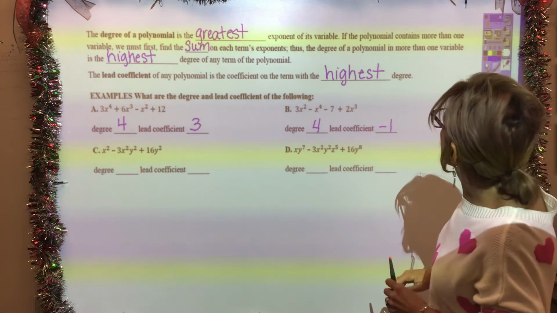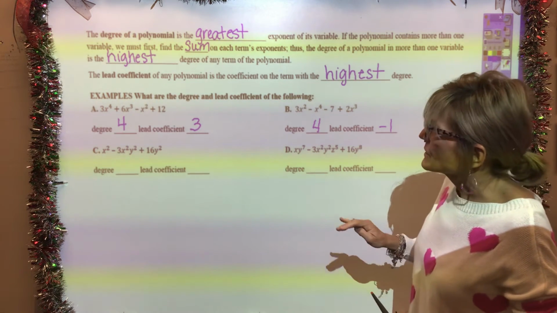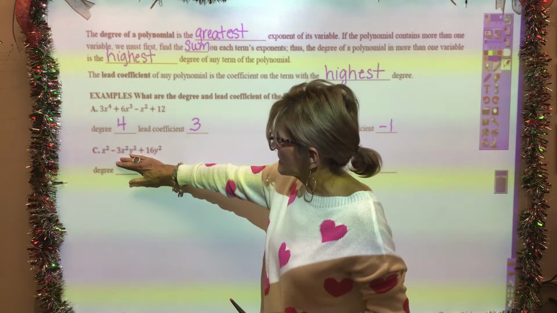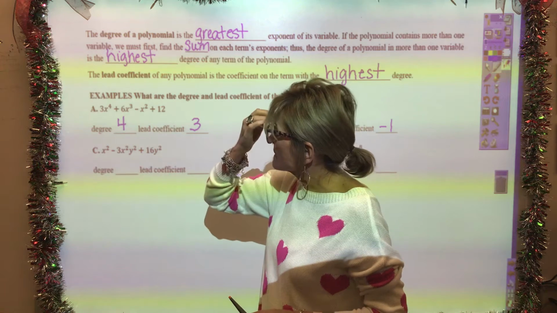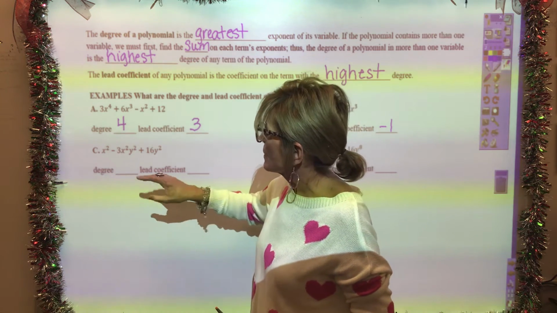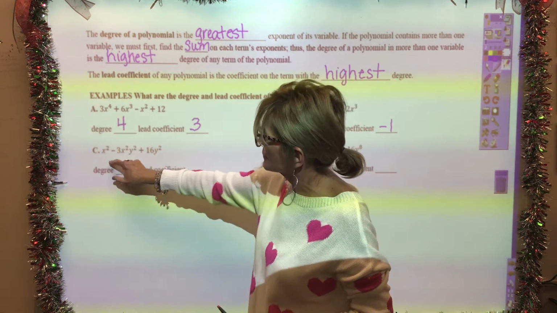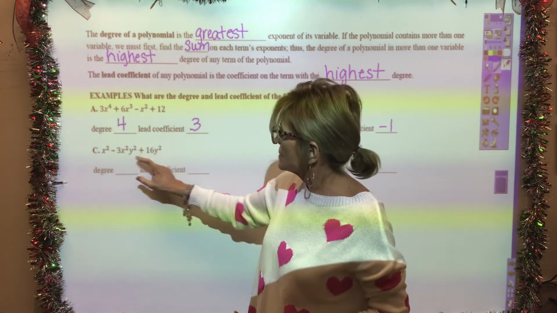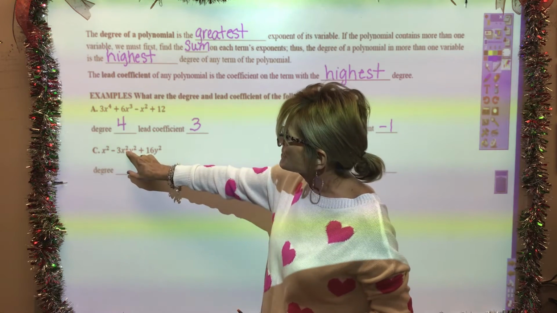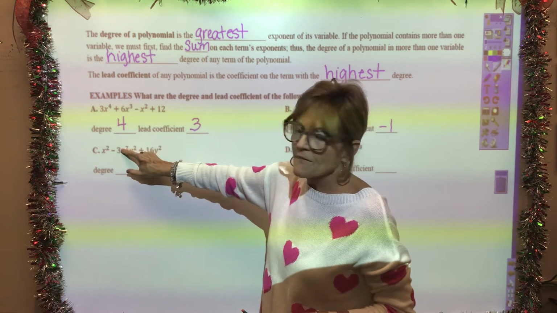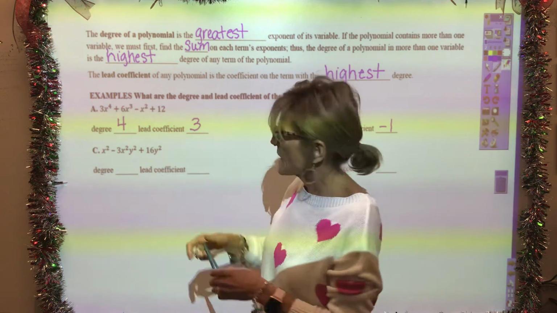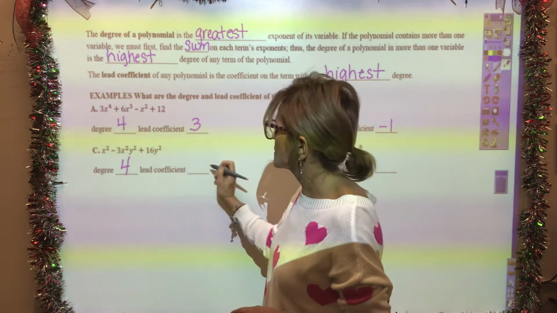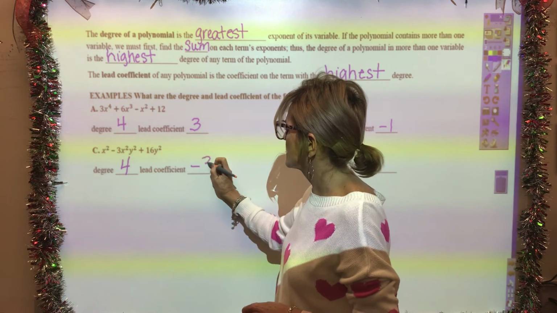Now, if you have a polynomial with more than one variable, as in example C, then you take the sum of the powers on each term. So in other words, that of course would be squared, or power 2. This is power 2. But this one is power 4 because you add the 2 and the 2. So this is actually a degree 4 with a lead coefficient of negative 3.